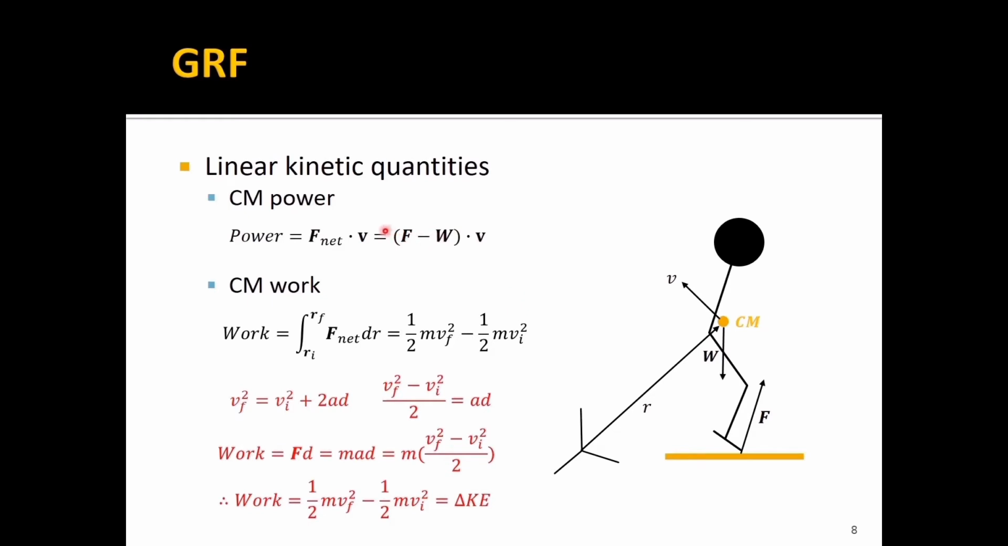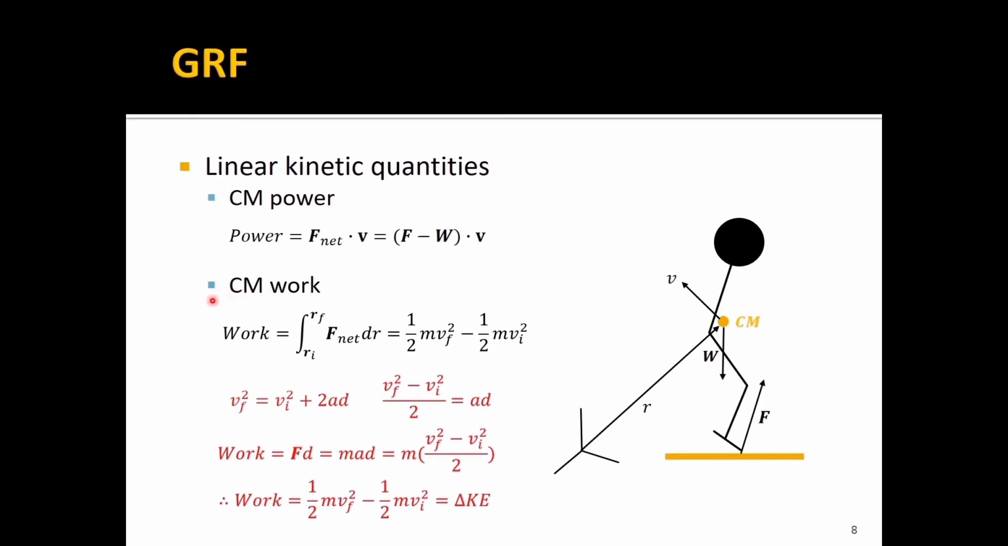Ground reaction force can also be used to calculate some linear kinetic quantities, such as center of mass mechanical power and center of mass mechanical work. Power is equal to force times velocity. So here force can be net force and velocity is the cm velocity. By multiplying these two, we'll be able to calculate the center of mass mechanical power.